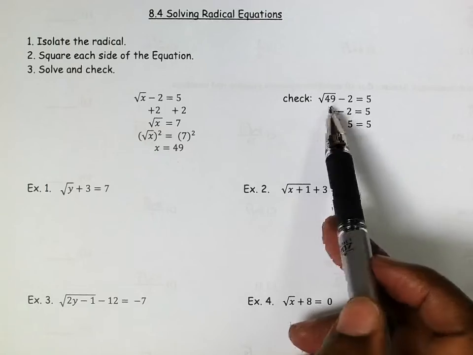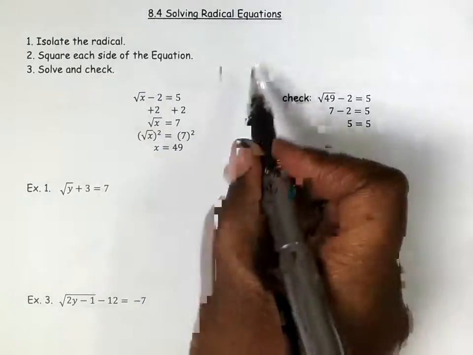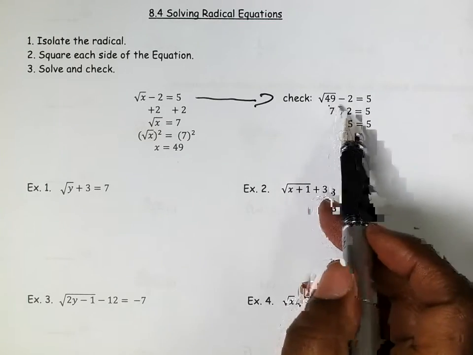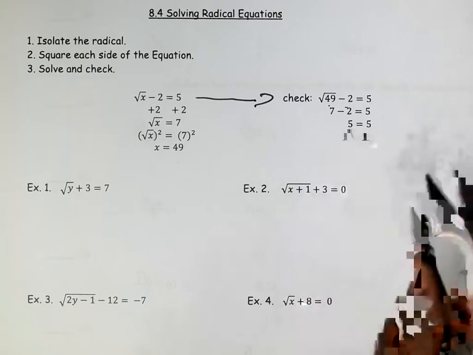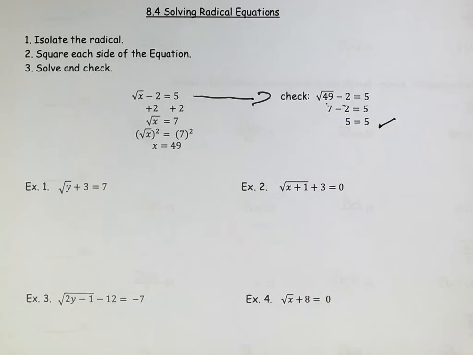And then they went back and checked it. So here's our original equation. We plugged in 49 for x, so we get square root of 49 minus 2, or 7 minus 2, is equal to 5. And this one does work. So 49 is a solution.